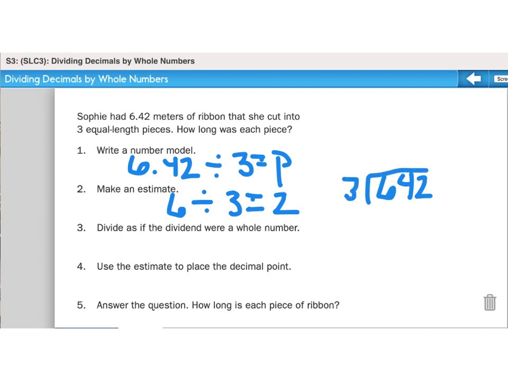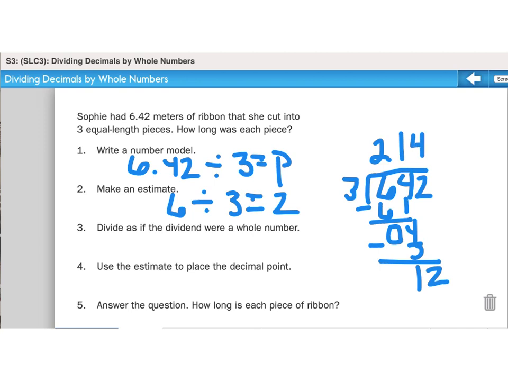So if we're doing traditional division, we would say 3 goes into 6 2 times. 2 times 3 is 6. Subtract that and get 0. Bring that 4 down here. 3 goes into 4 1 time. 1 times 3 is 3. Subtract that and you get 1. Then bring that 2 all the way down. We get 12. 3 goes into 12 4 times.